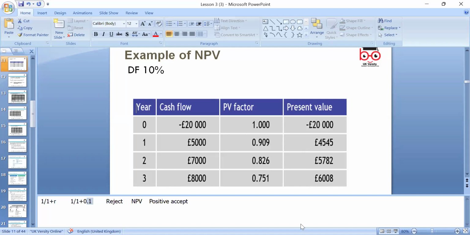Okay, so if you add them, 4,545, 572, 6,008, then you minus your 20,000. Your answer is a negative. You want me to show you? No, okay, it's obvious. 4,500, 5,700, and 6,000 is like 16,000 pounds. So you invested 20,000 and you're losing, so you have a negative NPV, net present value.